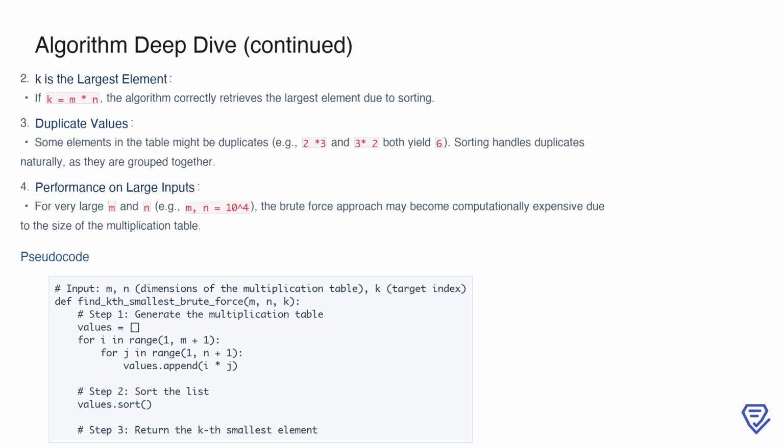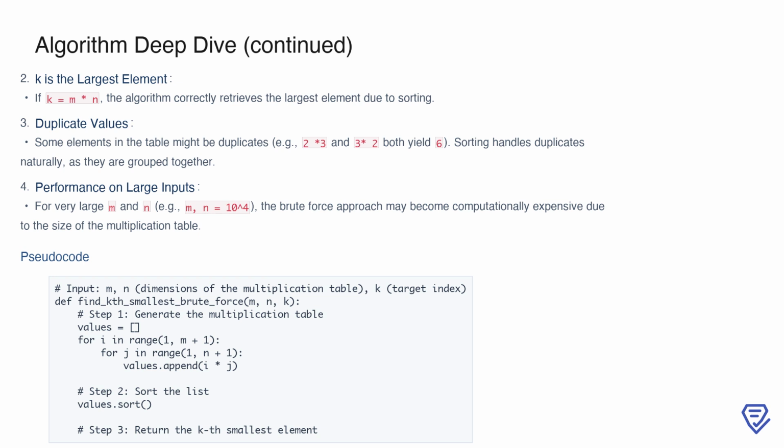Additionally, duplicate values in the table, such as 2 by 3 and 3 by 2 both yielding 6, are grouped together during sorting, so duplicates do not affect the accuracy of the result. However, for very large values of m and n, such as 10,000, the brute force approach may become computationally expensive due to the sheer size of the multiplication table. This highlights the need to optimize the algorithm for better performance on large inputs.